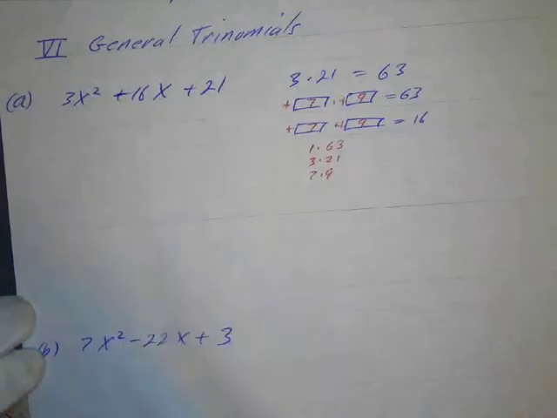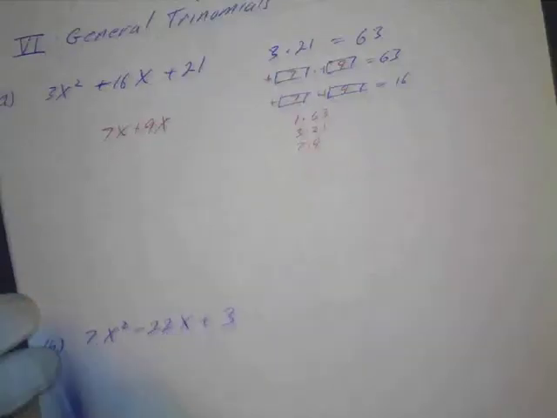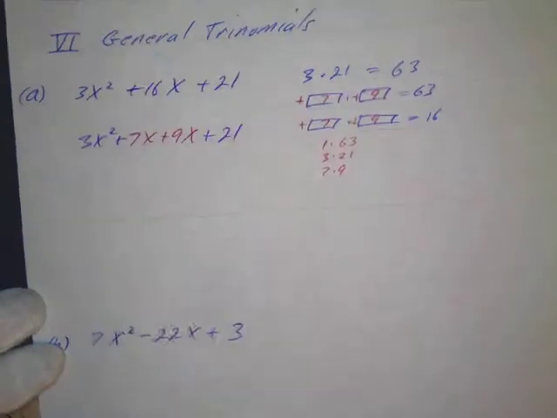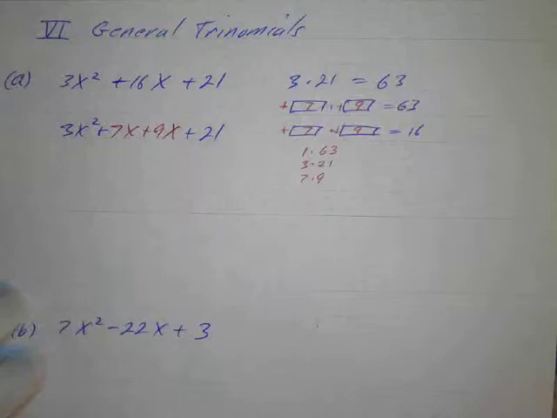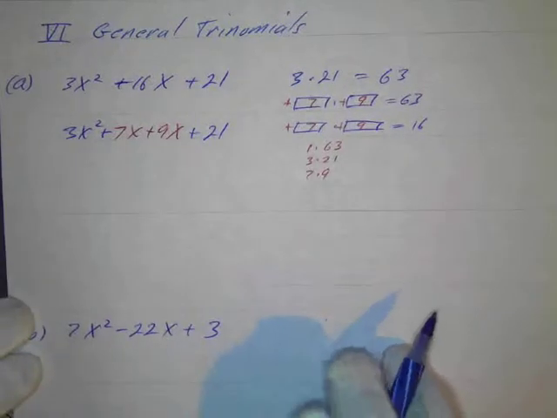So now I'm going to rewrite this middle term. Instead of 16x, I'm going to write it as 7x plus 9x. See, that's the same thing as 16x. Then I'll bring down my 3x squared and my plus 21. And now we just look to group this, and we can use the four-term grouping method. Group it right down the middle.